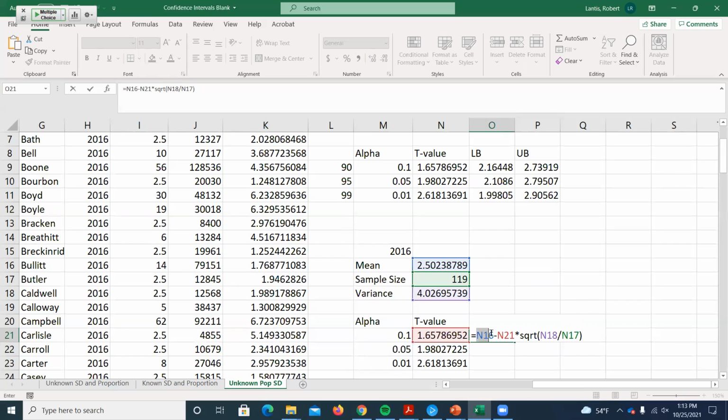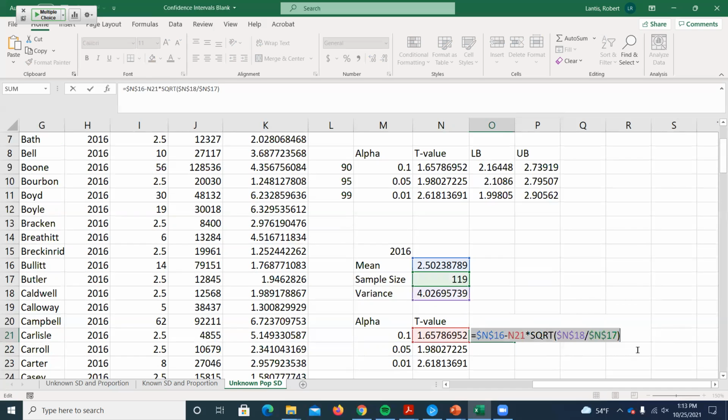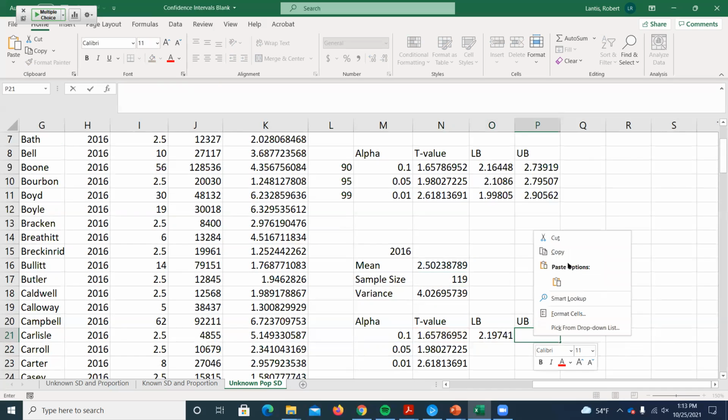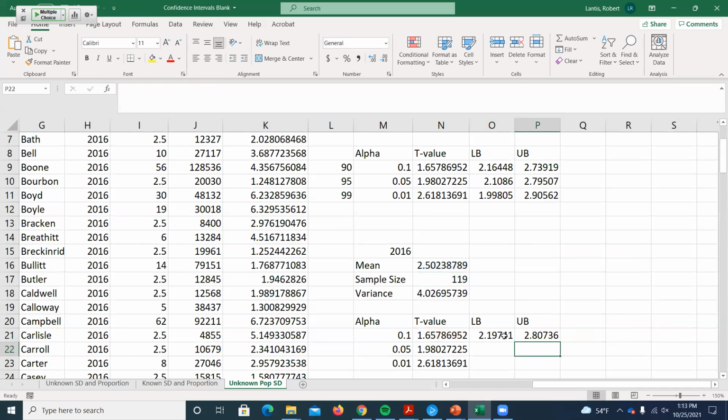And then I had to freeze everything except for that t-value. So I freeze these cell references. I'm going to go in, copy, hit enter to get out of the cell, paste it over here to get the upper bound. All I have to do is add that margin of error. Now I can highlight both of these and copy them down all at once. And I've got my 3 confidence levels.